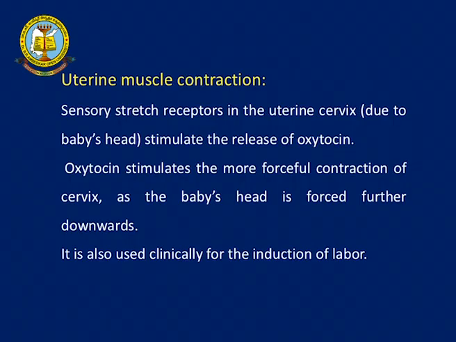For uterine muscle contraction, sensory stretch receptors in the uterine cervix, stimulated by the baby's head, stimulate the release of the oxytocin molecule. Oxytocin stimulates more forceful contraction of the uterus as the baby's head is forced further downwards. It is also used clinically for the induction of labor.